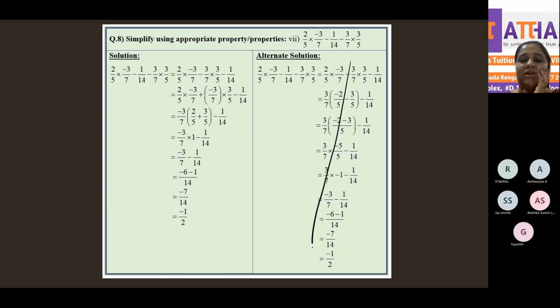So you can ignore this. Yeah, with this we come to the end of the chapter, rational numbers.